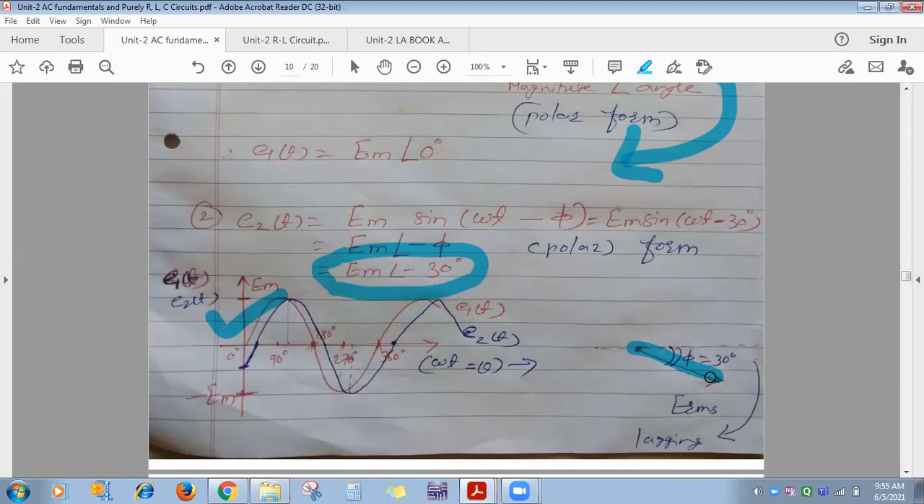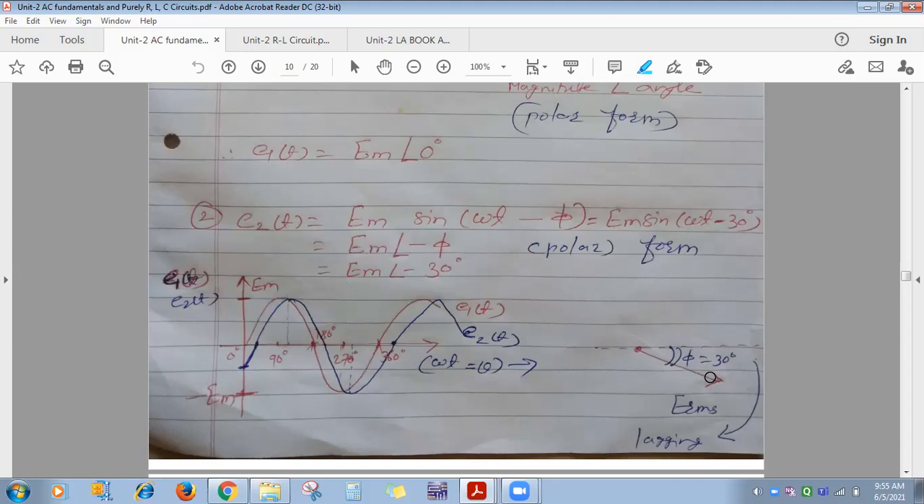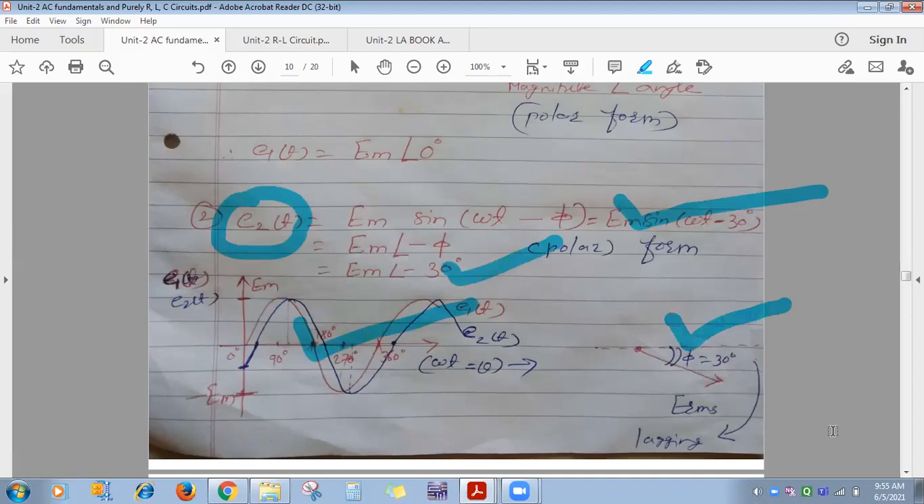In phasor diagram, magnitude of the phasor is equal to peak or RMS? RMS value. Okay, so in phasor diagram, magnitude of phasors are equal to the RMS value. So E2T, this is the instantaneous voltage equation. This one is the graphical, this one is the polar form, and this one is the phasor diagram. Any difficulty in the 4 forms of the second one?